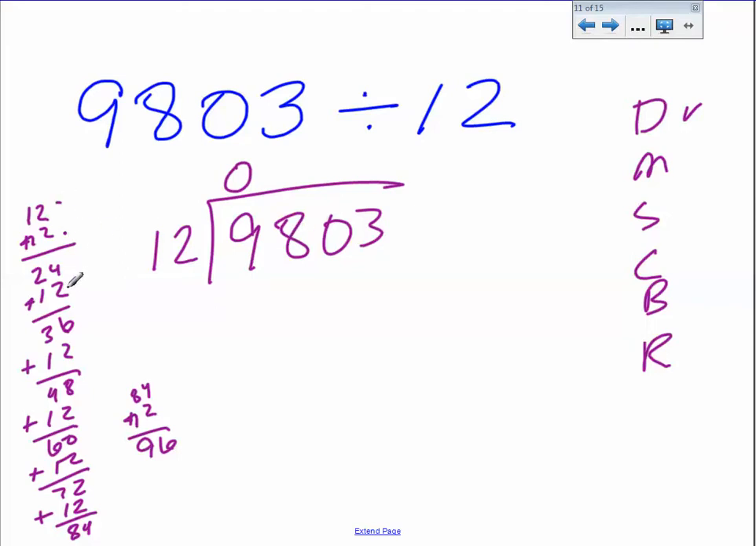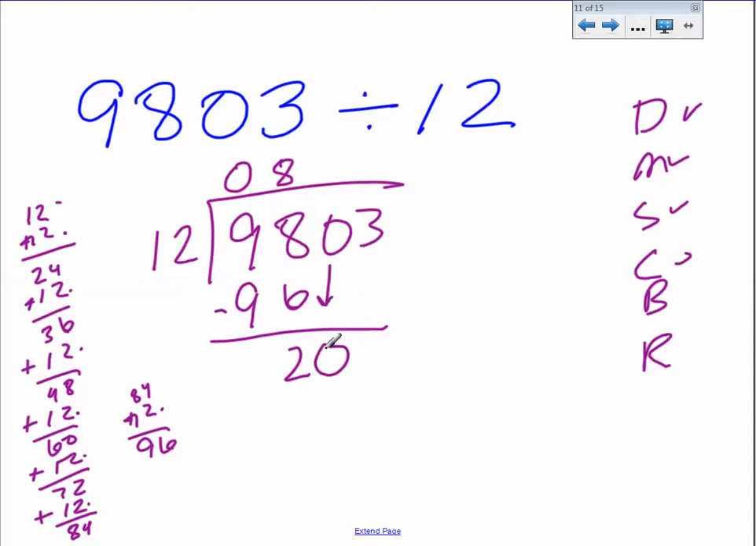So 1, 2, 3, 4, 5, 6, 7, 8. Took 8 of them. So now I do my multiply. 8 times 12 is 96. Subtract. Check. Well, 2 is smaller than 12, so that tells me I'm probably on the right track. Bring down 0. 12 into 20. Well, 2 12s is 24, so I can't even use that. I'm going to stay with 1 12. 1 times 12 is 12. Subtract. Check. 8 is smaller than 12.